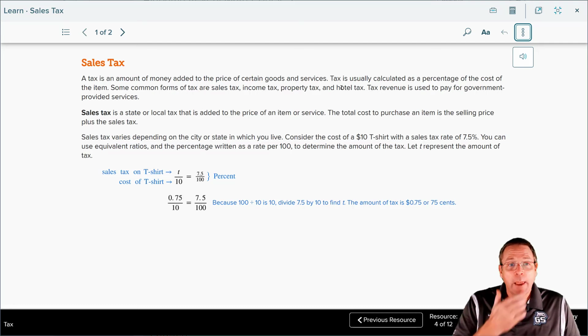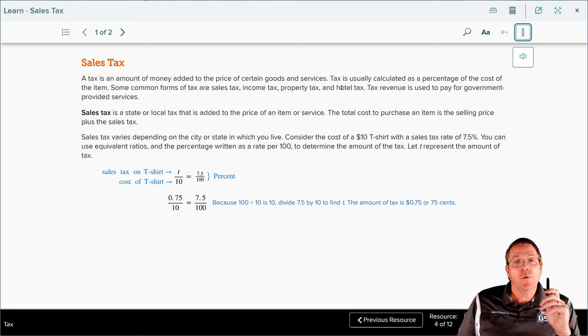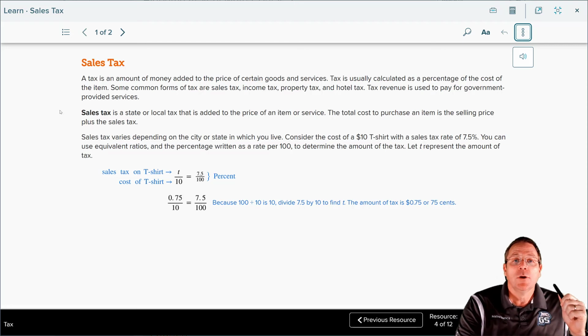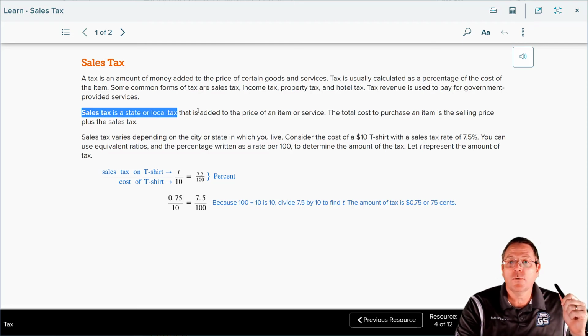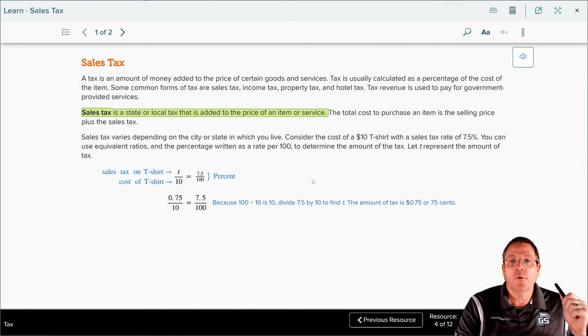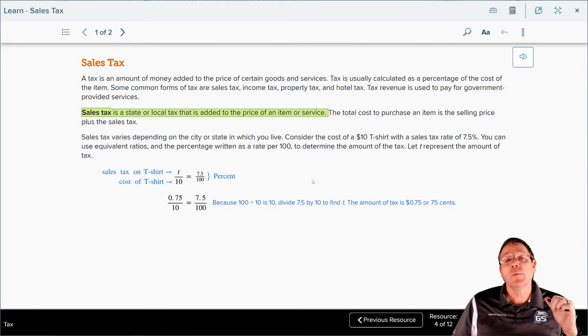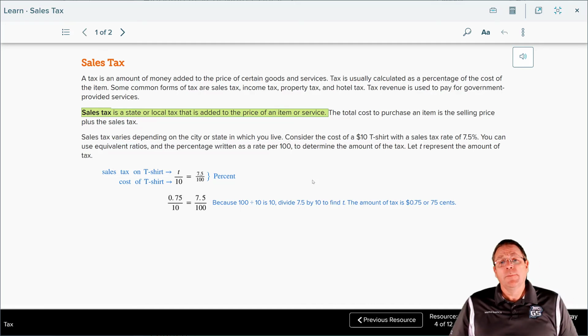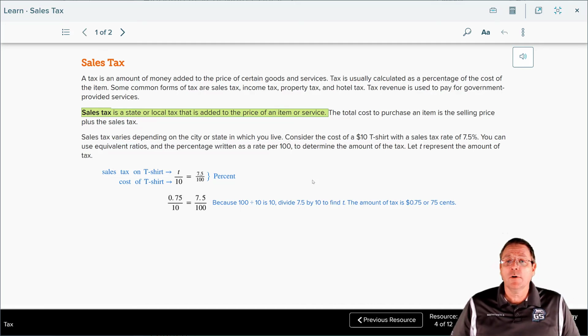That's how. Sales tax is a state or local tax that is added to the price of an item or service. That is probably going to be the exact wording of your vocab term for your test, so you probably want to write that down. The total cost to purchase an item is going to be the selling price plus the tax. Tax varies depending on city or state. We already talked about that.